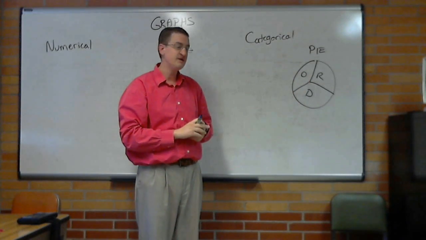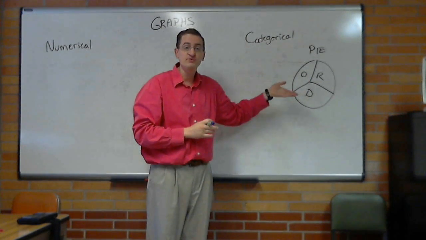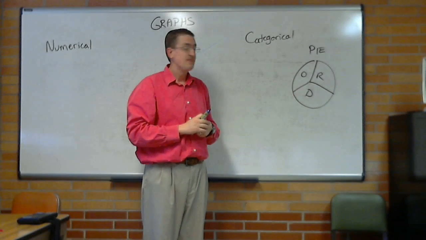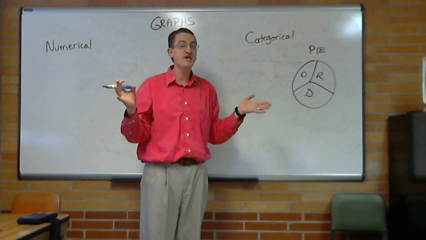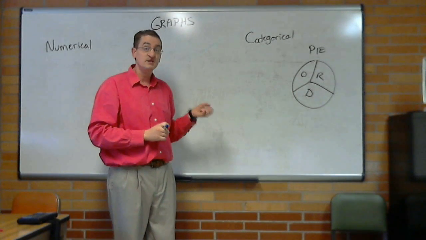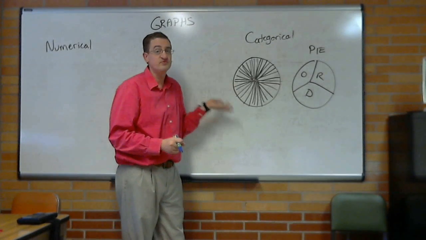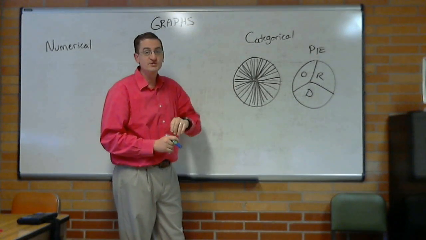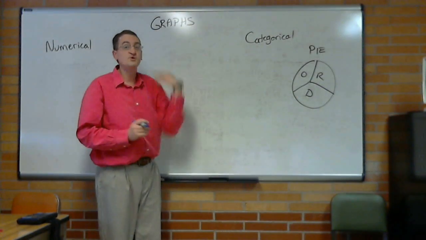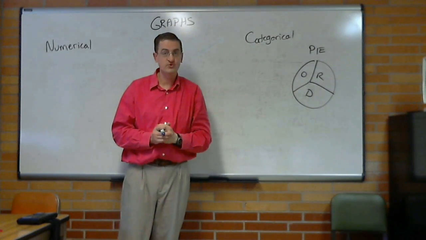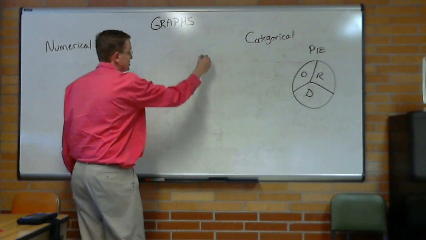I kind of made that up on the fly, but it works really well when you have only a few categories. Now, if you had a pie chart with 100 categories, it would look ridiculous, like this. Okay? Not really helpful or useful. So let's erase this. So the other way that we can draw categorical data is what's called a bar chart.